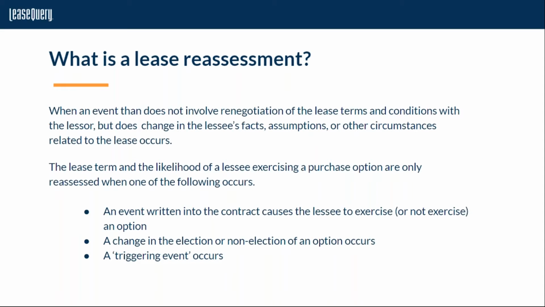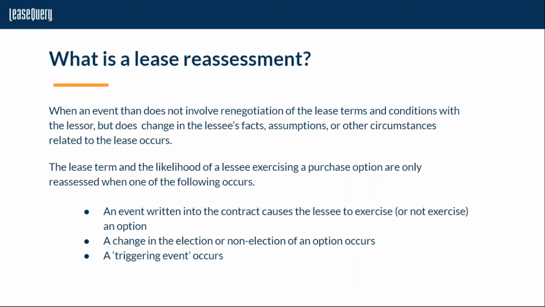Whereas a lease modification is a result of a contract renegotiation, a lease reassessment is a result of a lease change event that does not involve renegotiation of the lease terms and conditions with the lessor, but it does change the lessee's facts, assumptions, or other circumstances related to the lease. Here, the FASB aims to create lease guidance that did not continually require lessees to reassess their leases. In an attempt to limit the need, the guidance specifies when it is appropriate to reassess a lease.